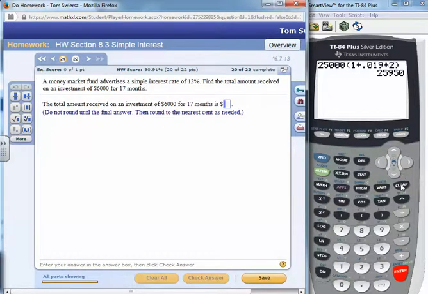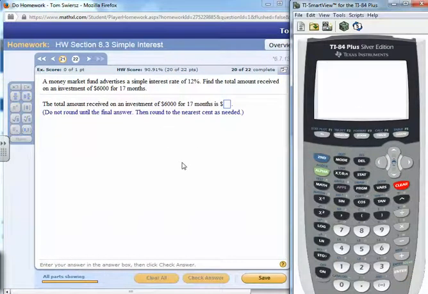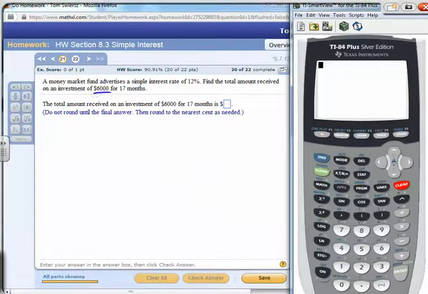Number 21, a money market fund advertises a simple interest rate of 12%. Find the total amount received on an investment of $6,000 for 17 months. Okay, so the total amount, I'm assuming that they mean the future value. That means the interest plus the $6,000 that you invested.